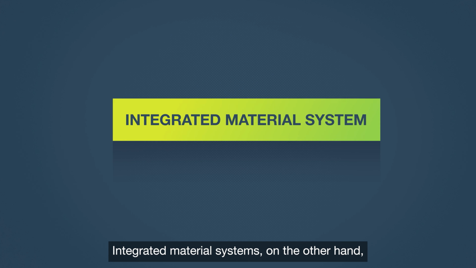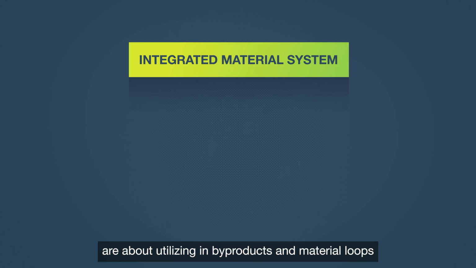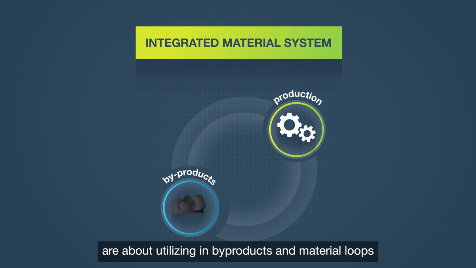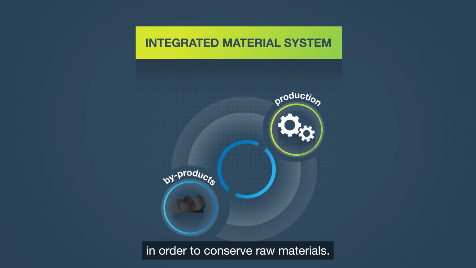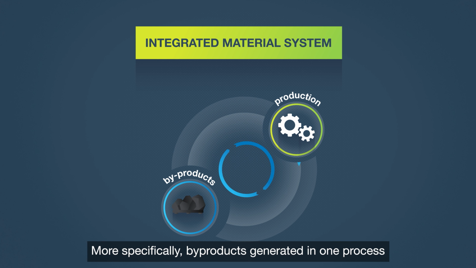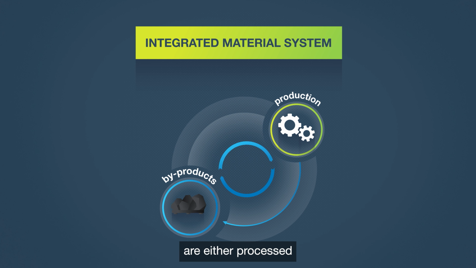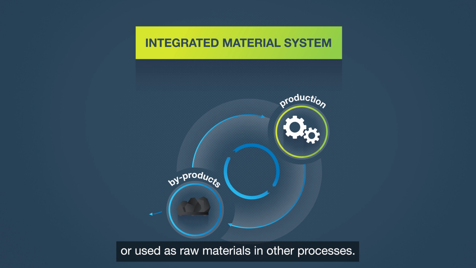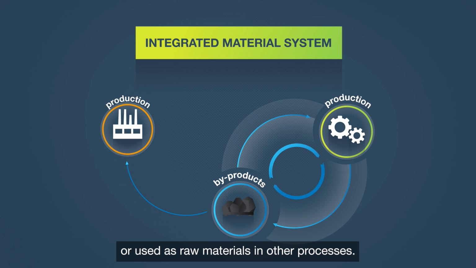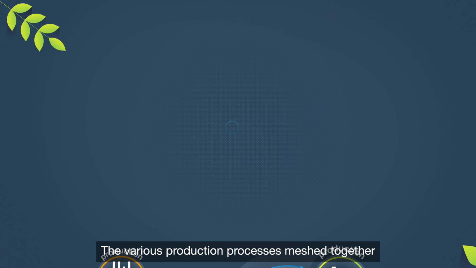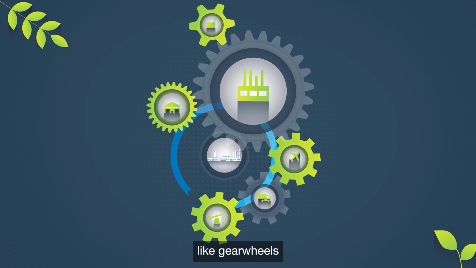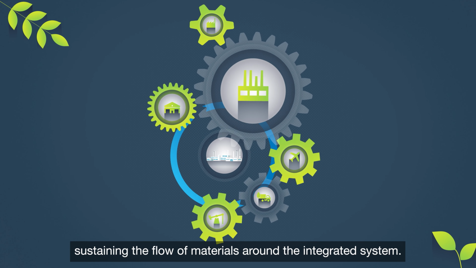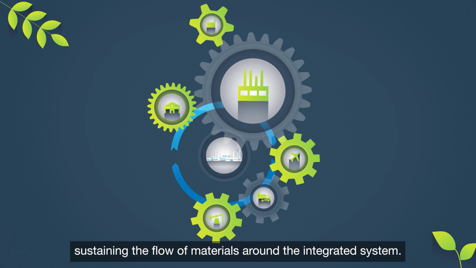Integrated material systems, on the other hand, are about utilizing byproducts in material loops in order to conserve raw materials. More specifically, byproducts generated in one process are either processed and fed back into the production loop or used as raw materials in other processes. The various production processes mesh together like gear wheels, sustaining the flow of materials around the integrated system.